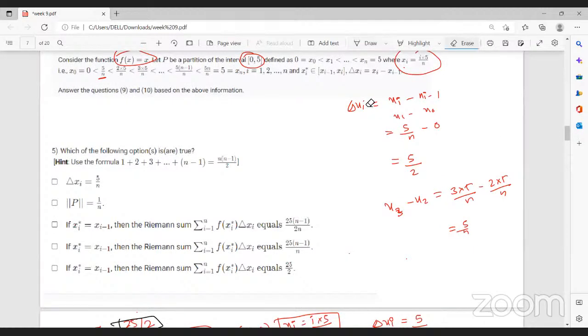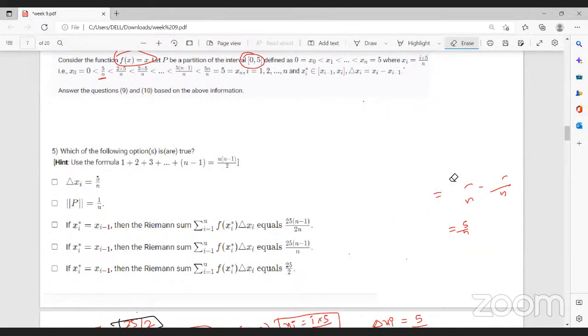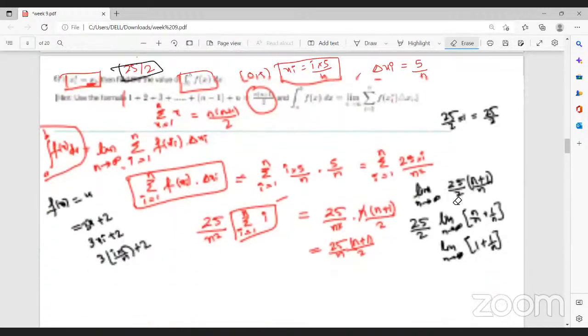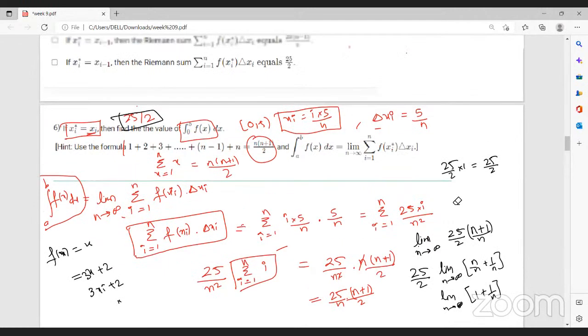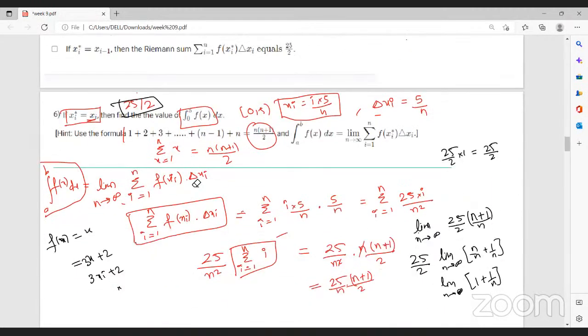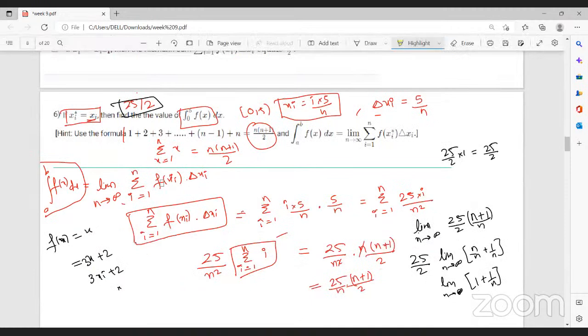Okay. This is question number 5. Any doubt in the previous question? No, sir, I was not able to understand. What is your doubt? The initial part, not the last part, where you started everything. How you started calculating this integration of f of x dx, and then moved to that formula of summation, this 25 by n square summation i equals 1 to n.